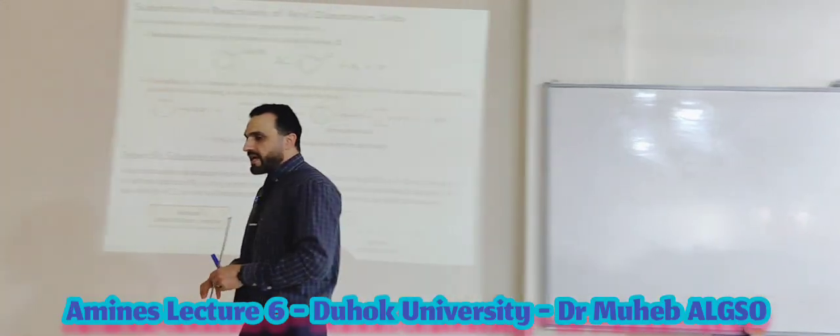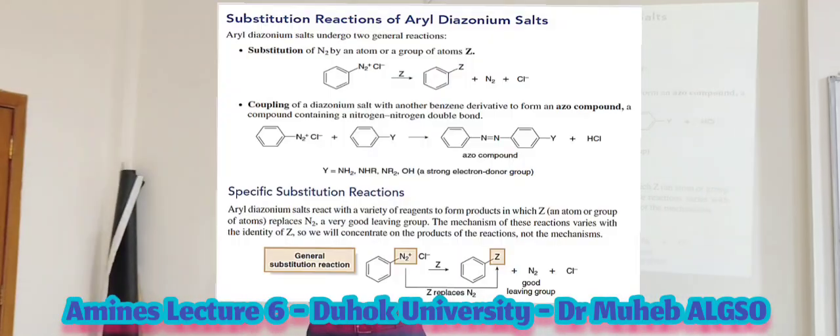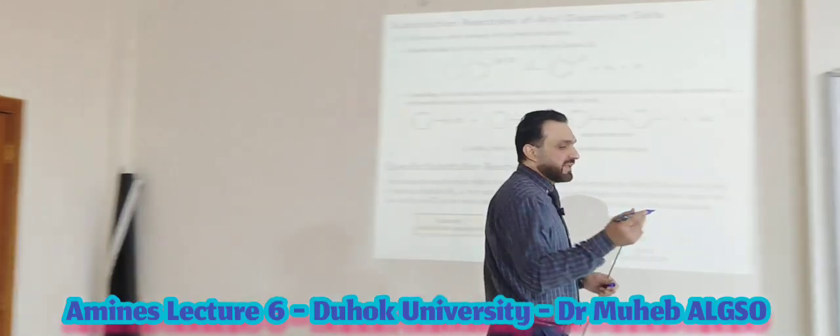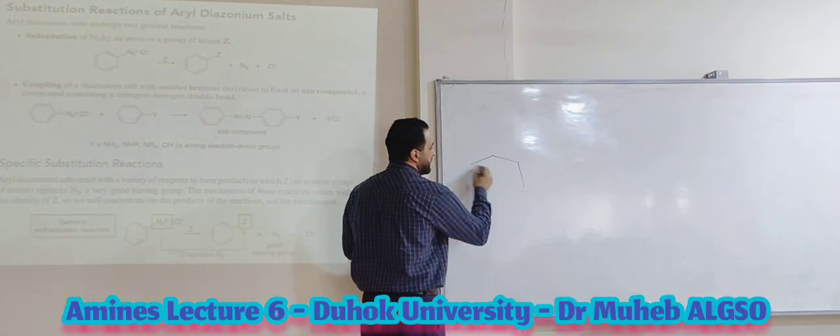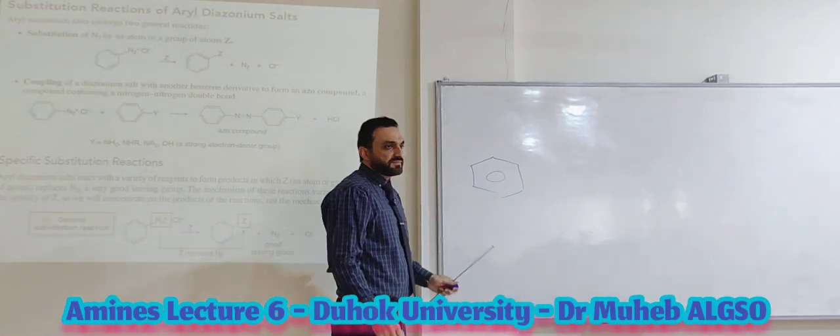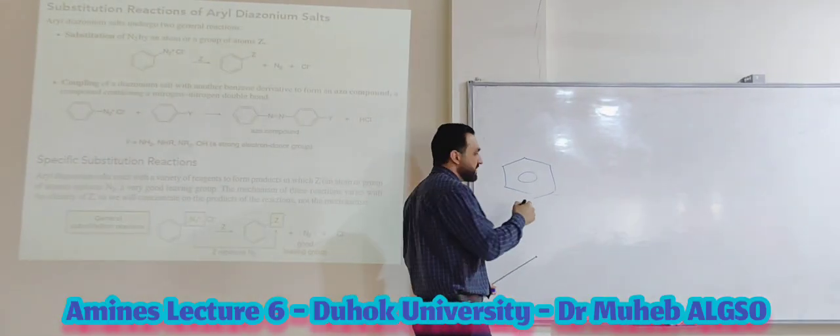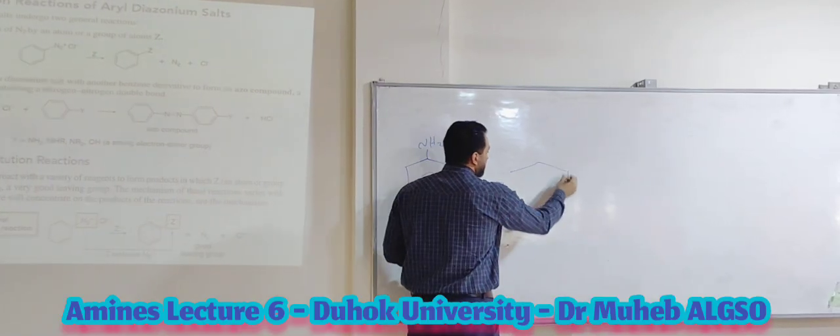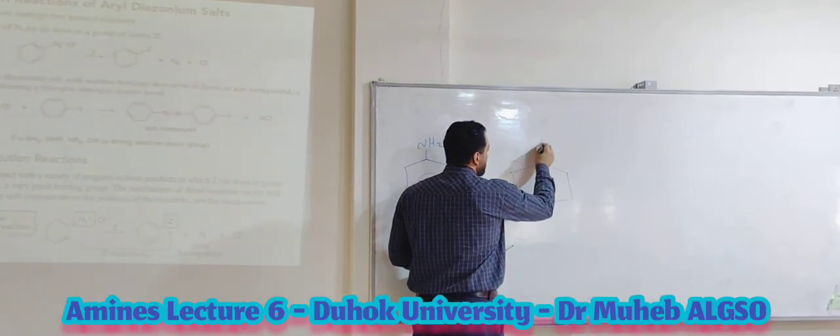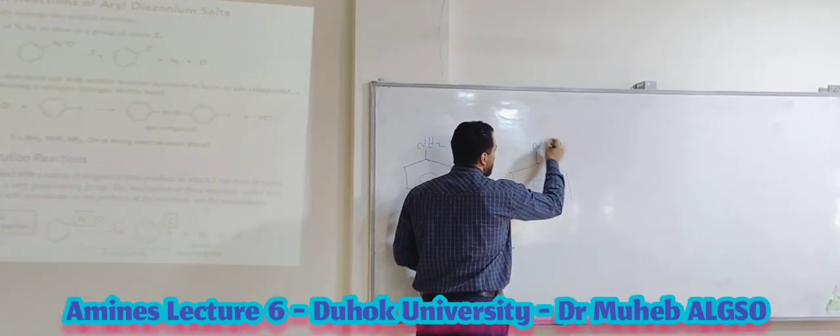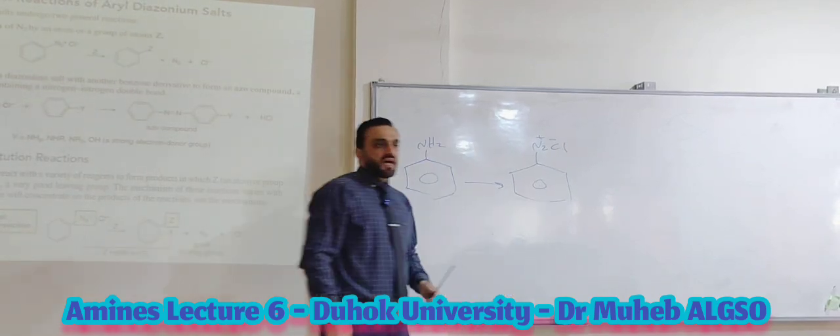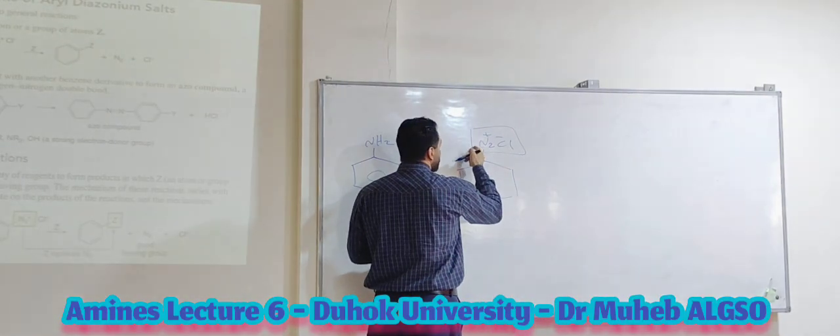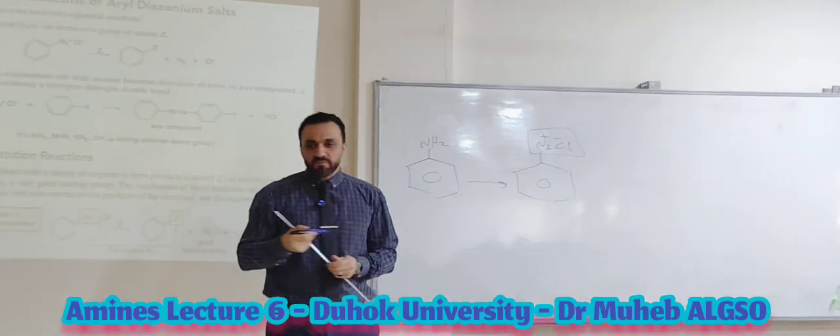So why do we study the diazonium salts? Now, why do we study the diazonium salts? This is the aniline. Pay attention here. Aniline will be converted to what? To the diazonium salts. This is the diazonium salt. Now why do we study the diazonium salts? What is the importance of this group?